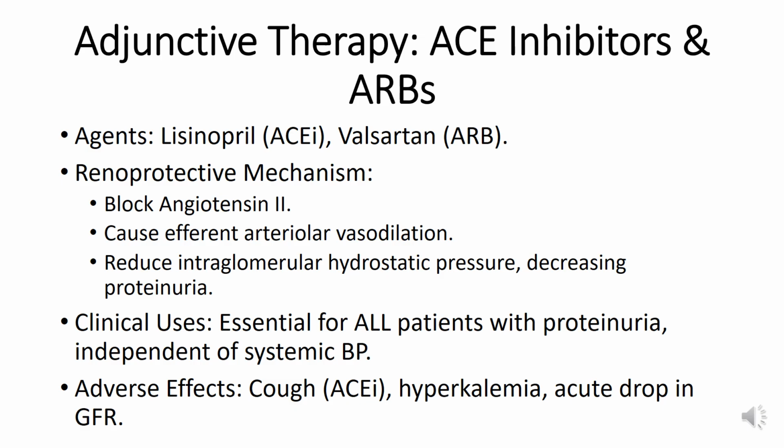An initial drop in glomerular filtration rate may also occur. This often reflects the desired reduction in intraglomerular pressure. A small decline is usually expected. However, a significant drop may indicate excessive renal compromise. For this reason, kidney function and serum potassium should always be checked after therapy is started or the dose is increased. When used appropriately, angiotensin-converting enzyme inhibitors and ARBs remain among the most effective tools for preserving long-term kidney function and reducing proteinuria.